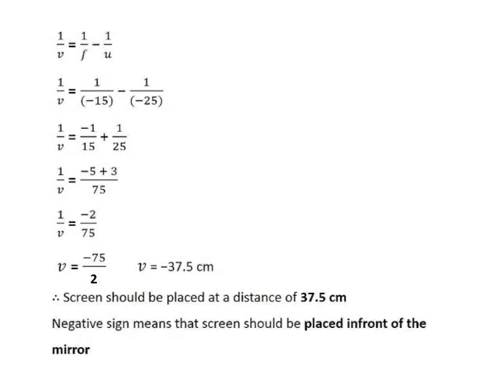When it is real, it must be inverted. And compare the size of the object and the image, you will be able to find out whether it is enlarged or diminished. So the first answer is, the screen should be placed at a distance of 37.5 centimeter. The negative sign means that the screen should be placed in front of the mirror. So the remaining answers we will see in the next slide.